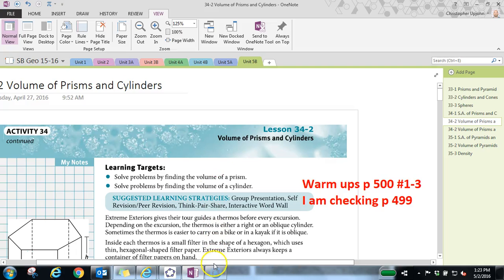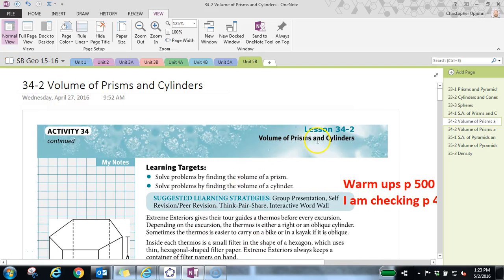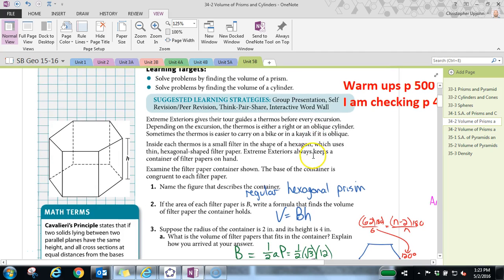All right, here is page 500. We're doing volume of prisms and cylinders. Name the figure that describes a regular container: it is a regular hexagonal prism. The base is a hexagon and it's a prism.